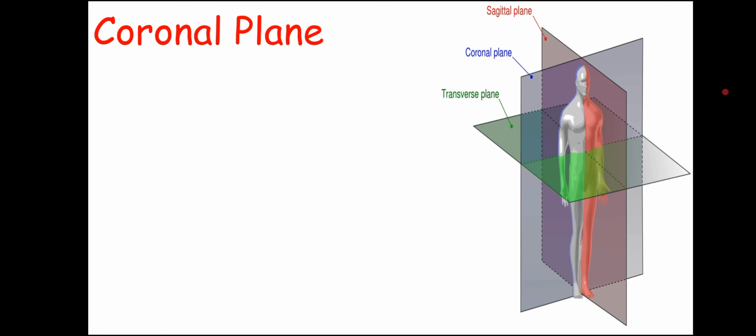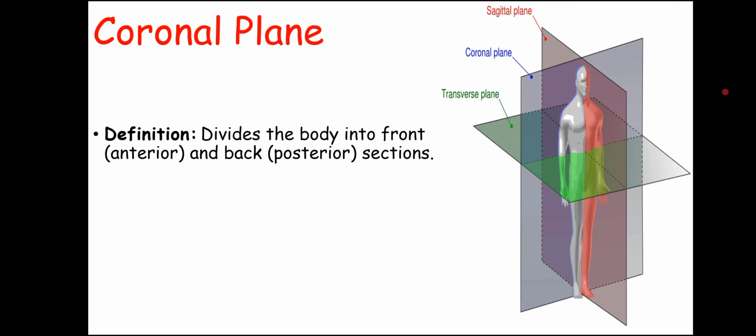Now let's talk about the coronal plane. There you can see the purple plane here is the coronal plane, and we can define coronal plane as the plane that divides the body into front and back sections, or the plane that divides the body into anterior and posterior sections.